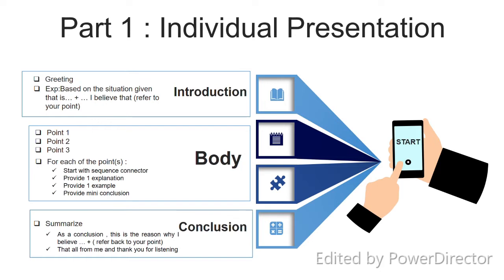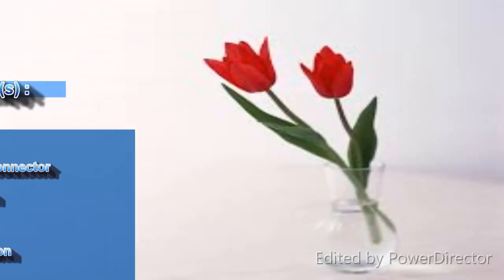Okay, now let us move on to our second step, that is body part. Okay, so for this one, for body or for your points, so you are advised to think about or to generate 3 points in order for you to explain your main point. Okay, so point number 1, point number 2, and point number 3. So candidate, for each of the point, this is what should you do, this is what should be included in all of the point.